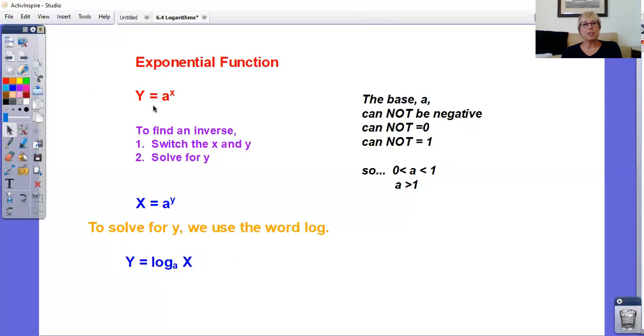Now the exponential function has y equals base a to the x. To find an inverse, I switch the x and the y, which I did right here, and then I have to solve for y. So to solve for y, we're going to use the word log. So I'm going to take log base a of x equals y. We'll talk about this relationship in just a minute. But this base a cannot be negative, cannot be 0, and cannot equal 1. That leaves us two options. A is going to be a number between 0 and 1, or a is going to be greater than 1.